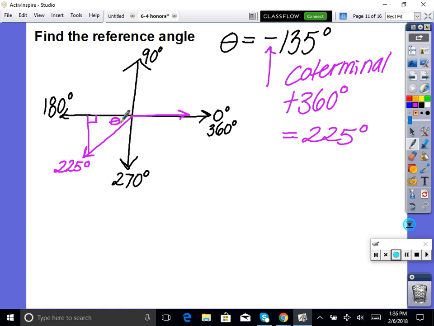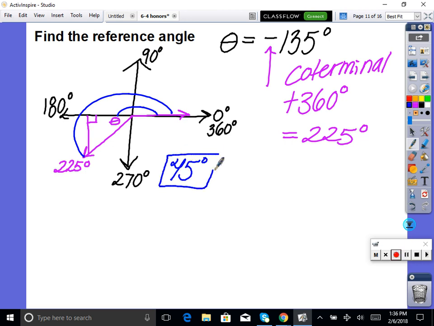Is everybody with me? So now let's just do some algebra. There's so many ways to do this. I would go, okay, to find that angle, I would do 225 minus 180 because that would give me the leftovers. So what would that be? 45 degrees.